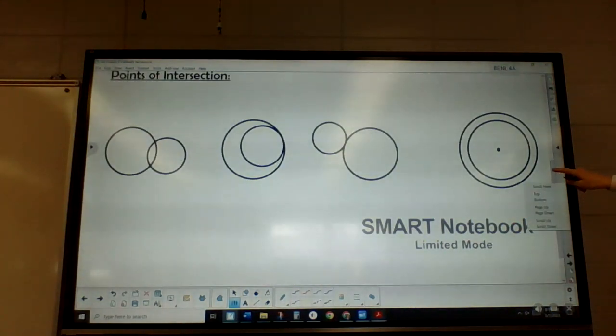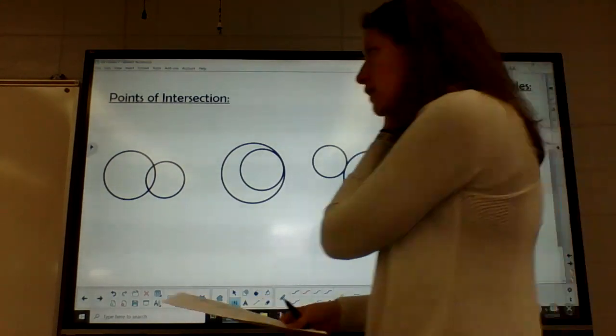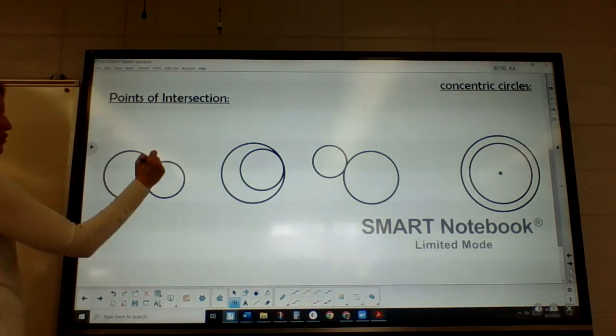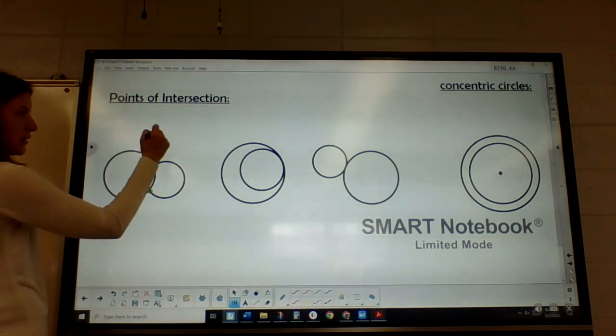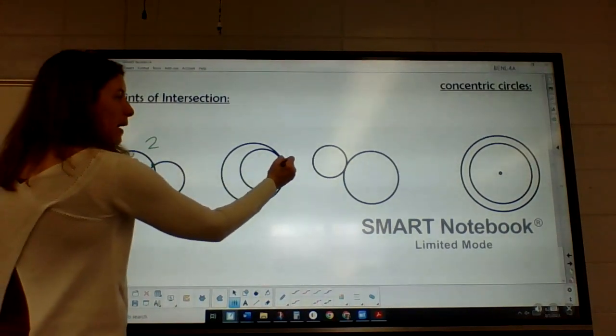Basically, these are the 4 possibilities we have. So 2 circles can intersect in 2 spots. So this has 2 points of intersection. So it's where they're crossing. They could intersect at only 1 spot.